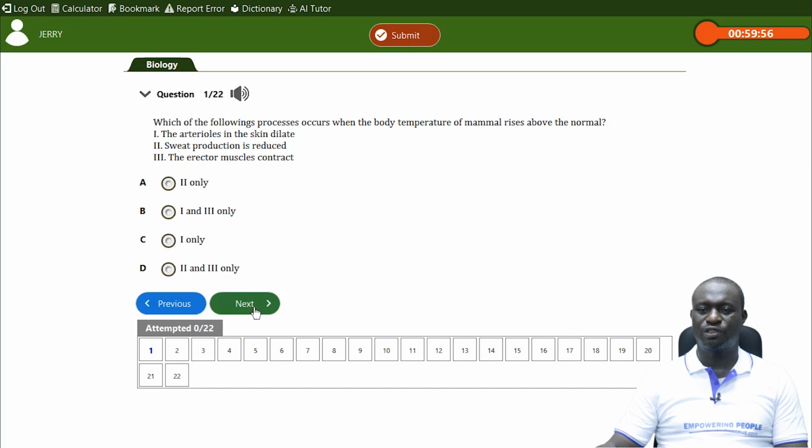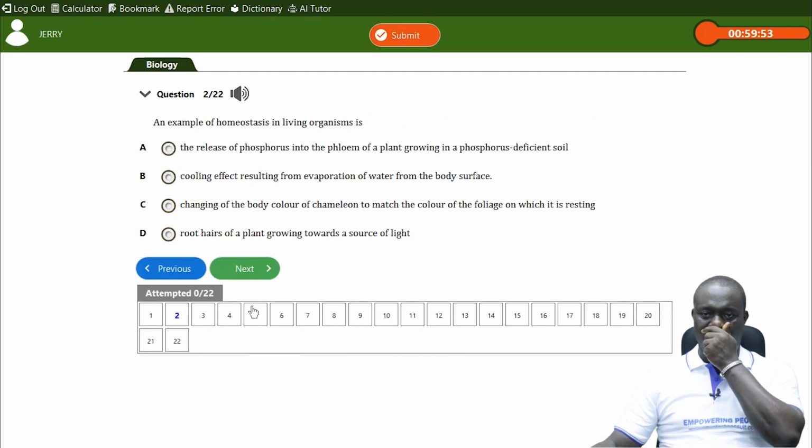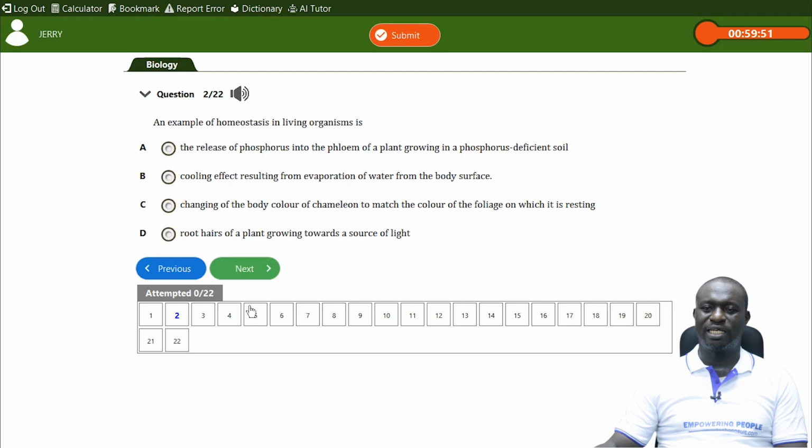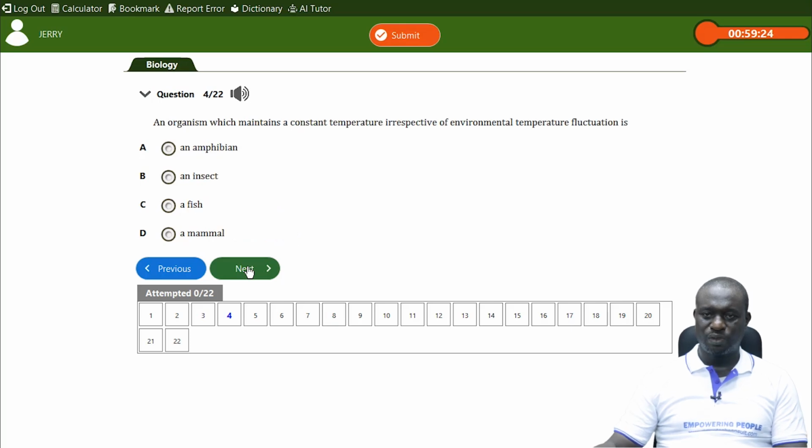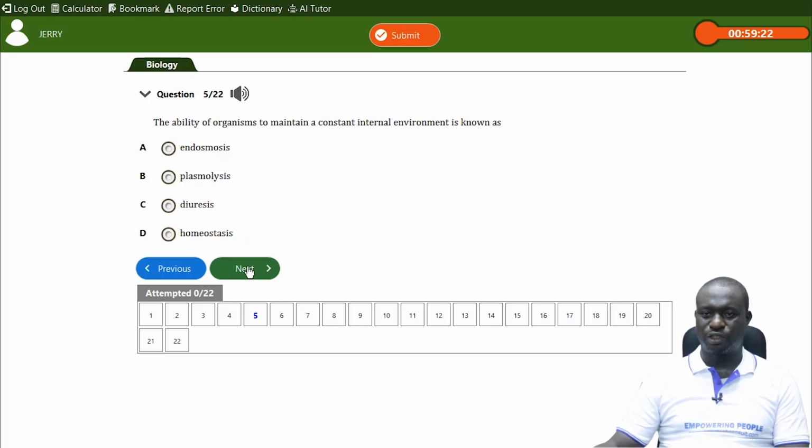Take a look at this question. An example of homeostasis in living organisms is cooling effect resulting from evaporation of water from the body surface. I think that's the correct answer, but we're going to be discussing that much more later when we start talking about the skin as an organ of homeostasis.